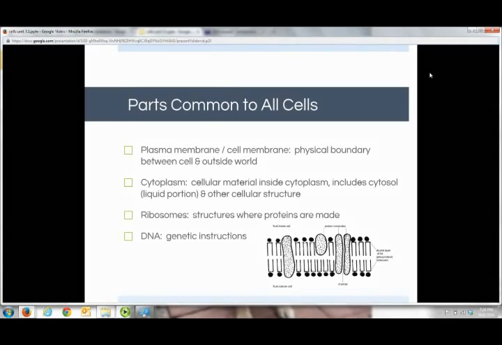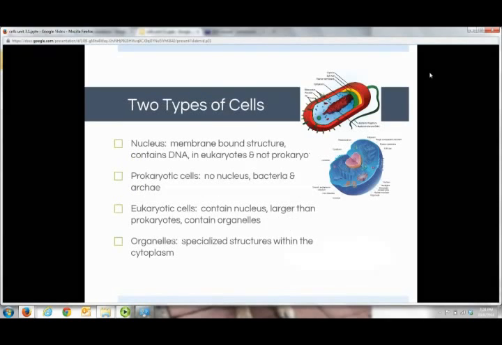There are some parts that are common to all cells. All cells are going to have a plasma membrane or a cell membrane that's going to create a physical boundary between the cell and the outside world. An example of what this membrane looks like is seen down in the graphic at the bottom of this slide. The cytoplasm is going to be the cellular material inside of the cell, and it's going to include the cytosol, which is the liquid portion, and other cellular structures. The ribosomes are going to be structures where proteins are made. And then you're going to have the DNA, which is the genetic instructions. So these things are present in all cells.